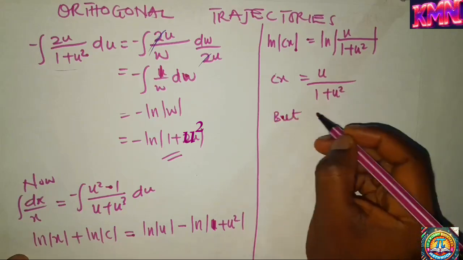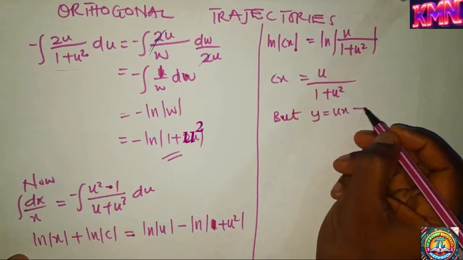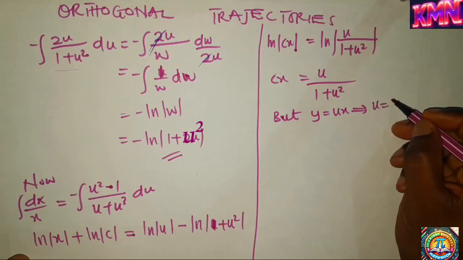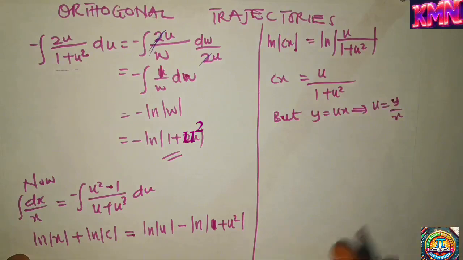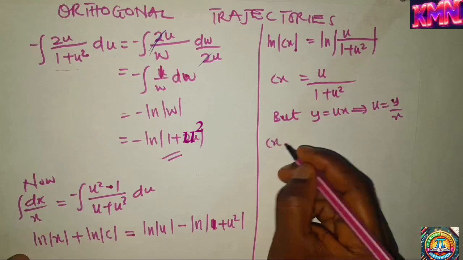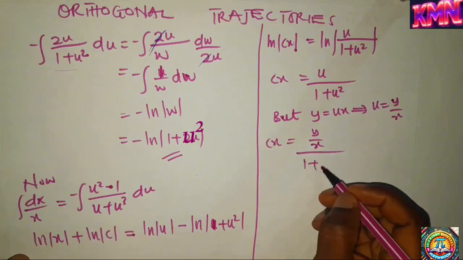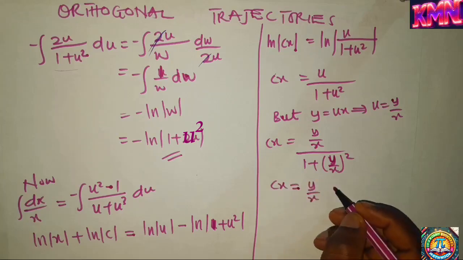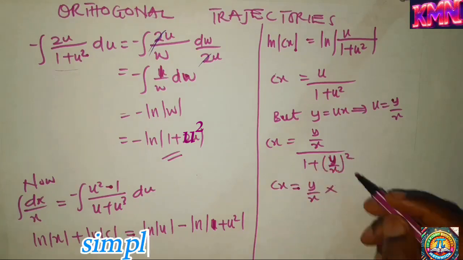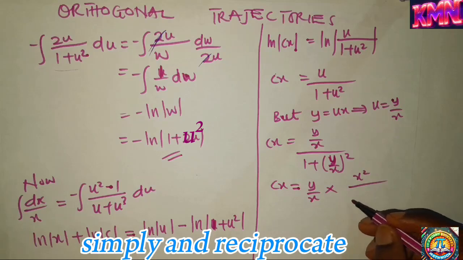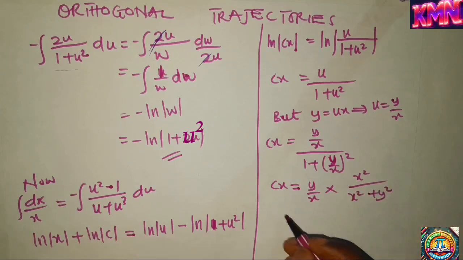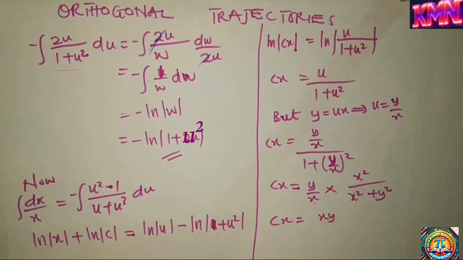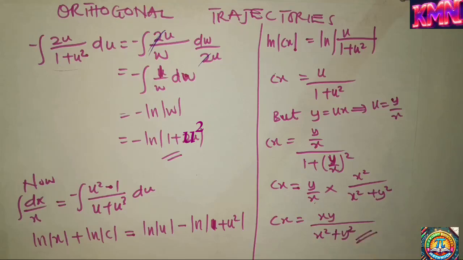But we learned that y is equal to ux, and hence our u is going to be y on x. So substituting y on x in place of the u, that gives us cx equals y on x on 1 plus y on x squared, which will give us y on x times, when you simplify what we have here, x squared on x squared plus y squared. And finally, that gives us cx equals xy, this cancels this, one of this, and all on x squared plus y squared. And that is our orthogonal trajectory.